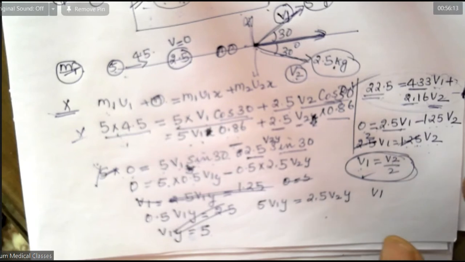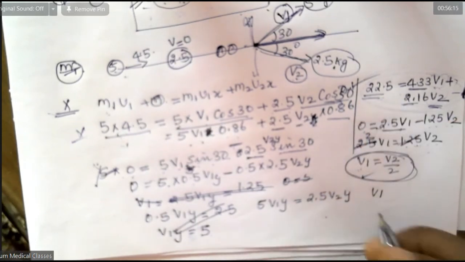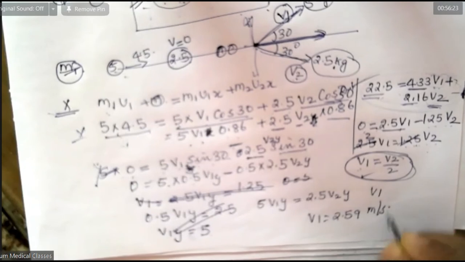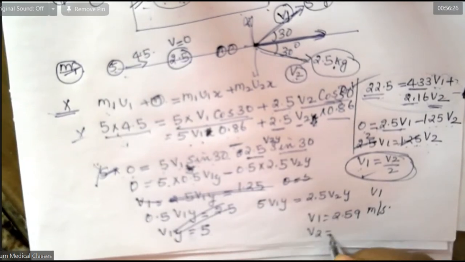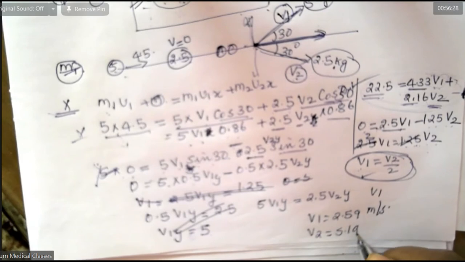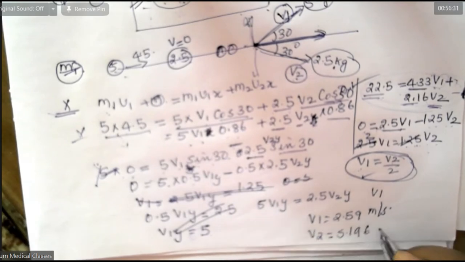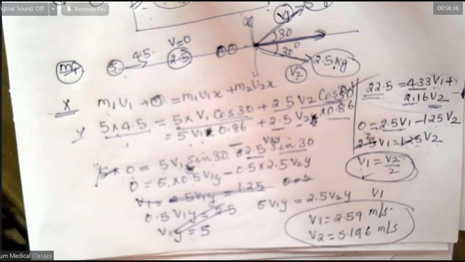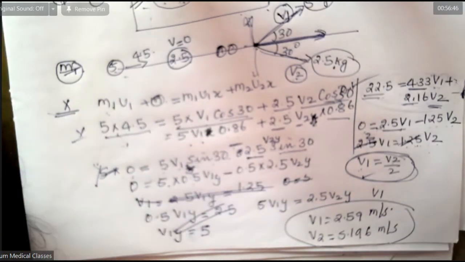Okay, I will give you the answer. You check if you are getting this. v1 should be 2.59 meter per second, and v2 should be 5.196 meter per second. Write these answers down and see if you are getting them. Please try it at home. Okay, we can move on now.